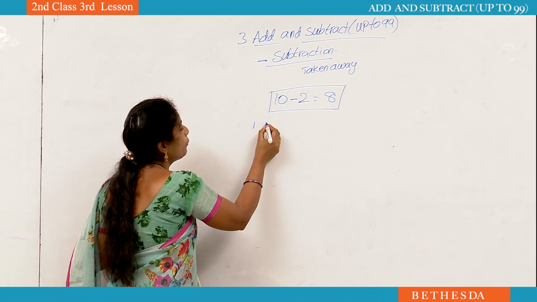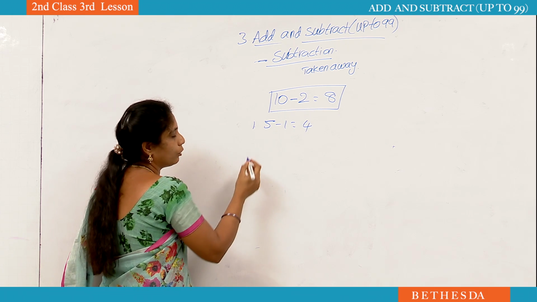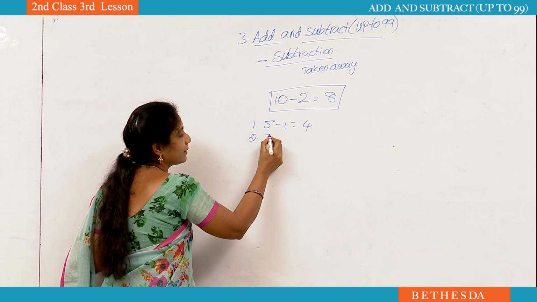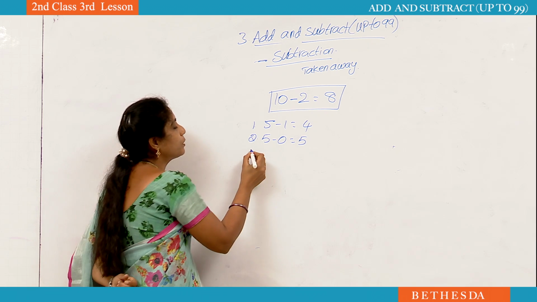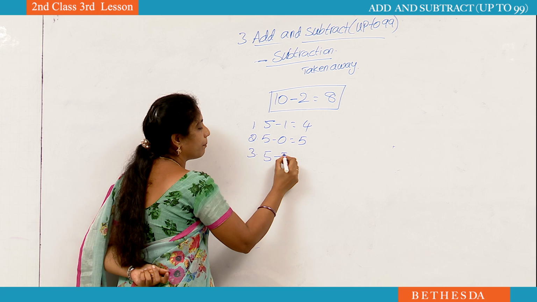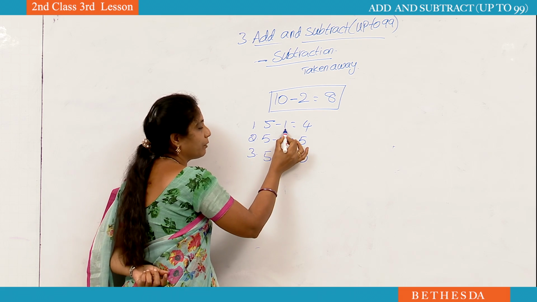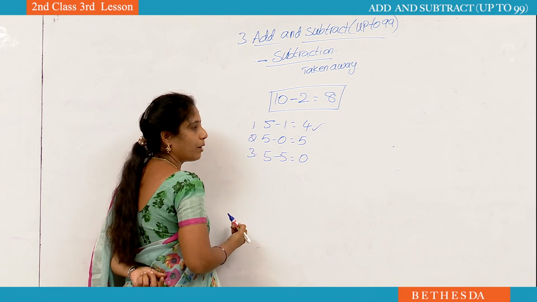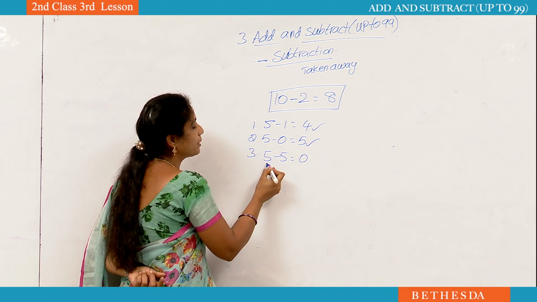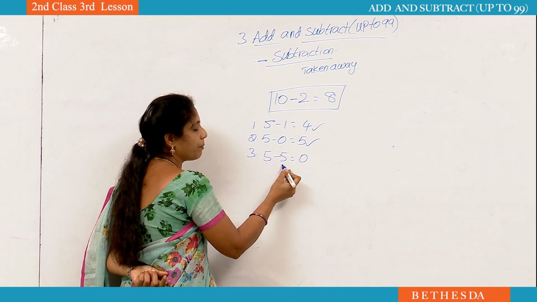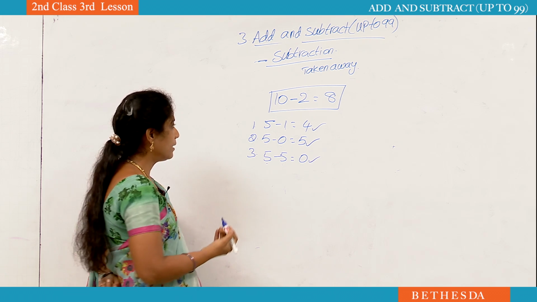What are those? If you subtract 1 from any number, we will get that number's before number. 5 minus 1 is equal to 4. If you subtract 0 from any number, we will get the same number. If you subtract the number minus same number, it is equal to 0. Did you understand this? These are the properties. If you learn this, you can do subtractions easily.